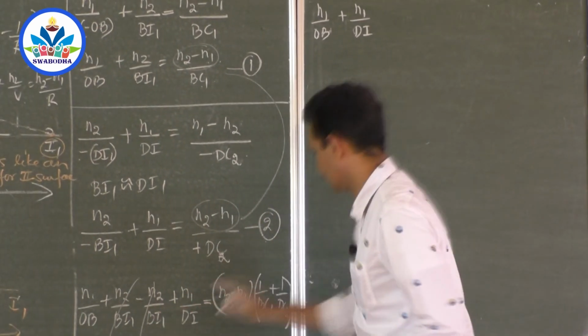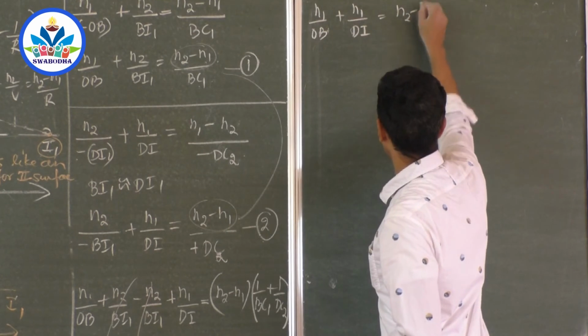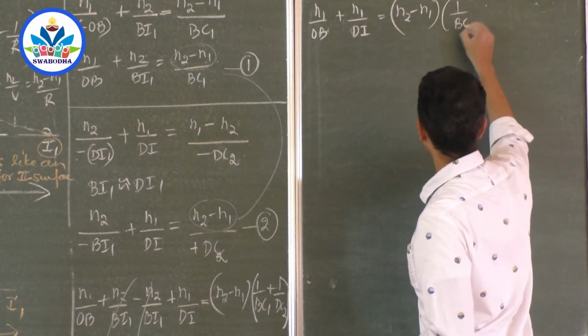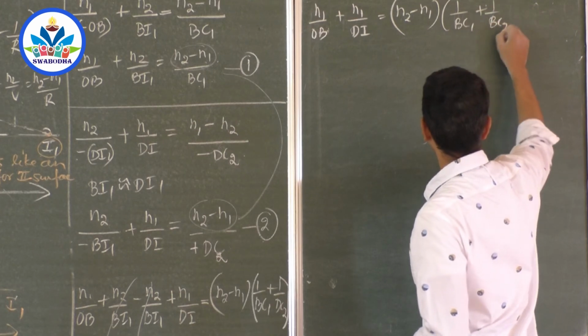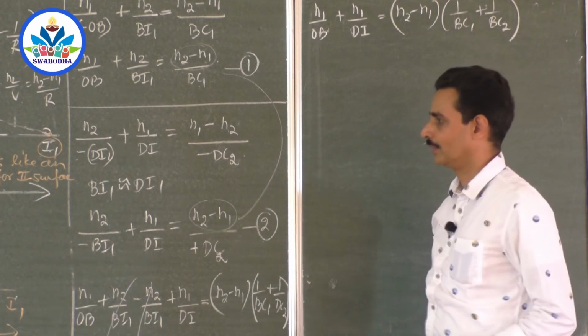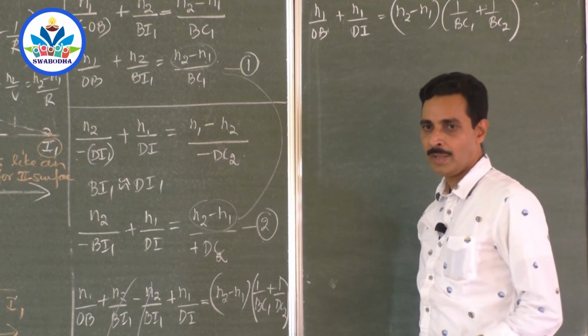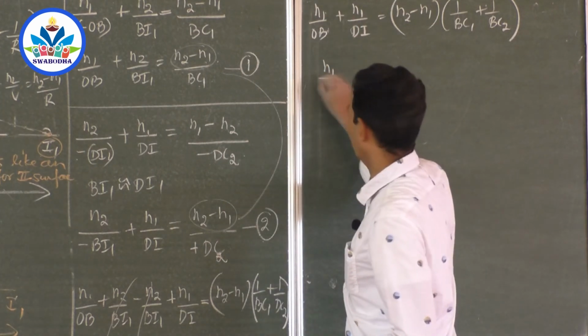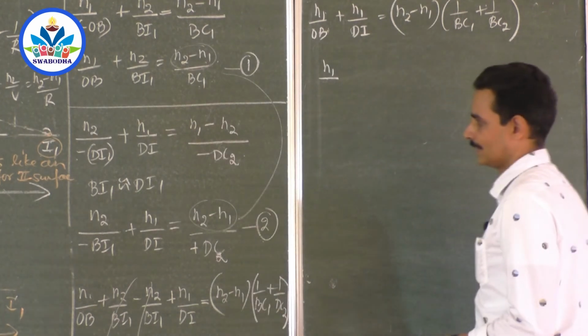Yes, that is equal to (n2 minus n1) into (1 by BC1 plus 1 by BC2). Now write u, v, r, whatever you want. Apply the sign conventions again. n1 divided by OB, what is OB? OB is the object distance.